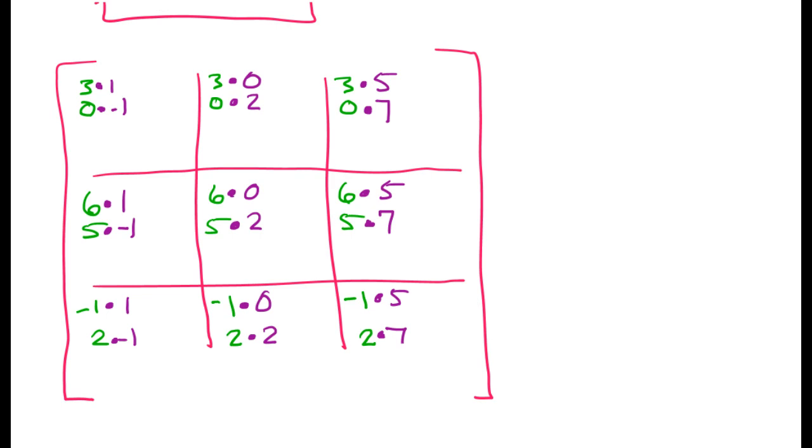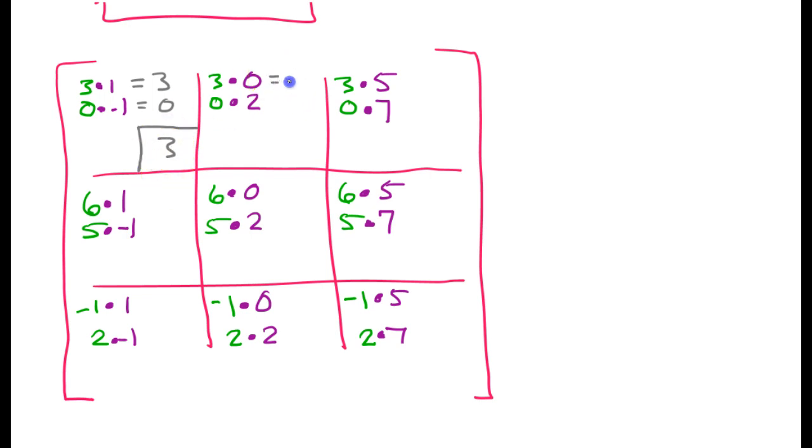All right, so now I'm just going to do all of the multiplication that I just suggested. So 3 times 1 is 3. 0 times negative 1 is 0. I'm going to add these up, and that makes 3. So that'll be my first entry, row 1, column 1.